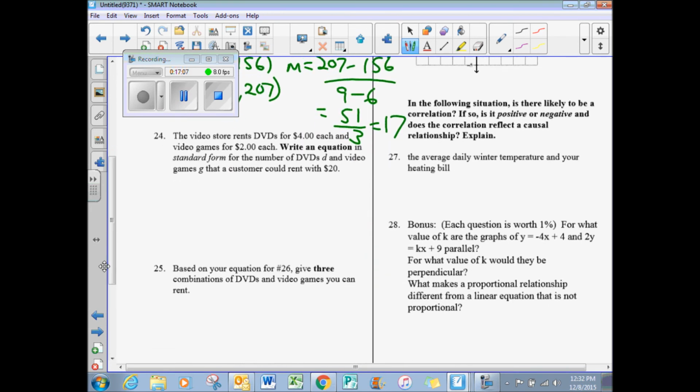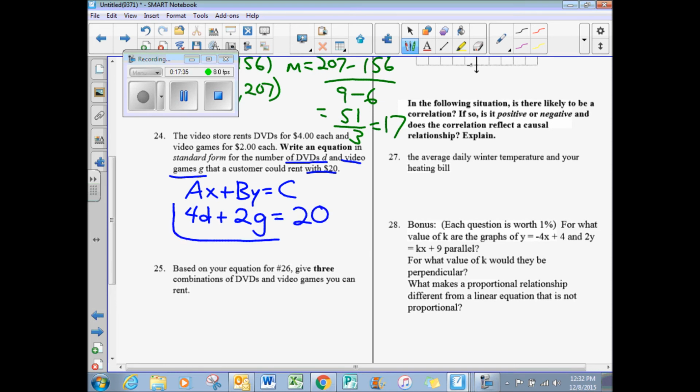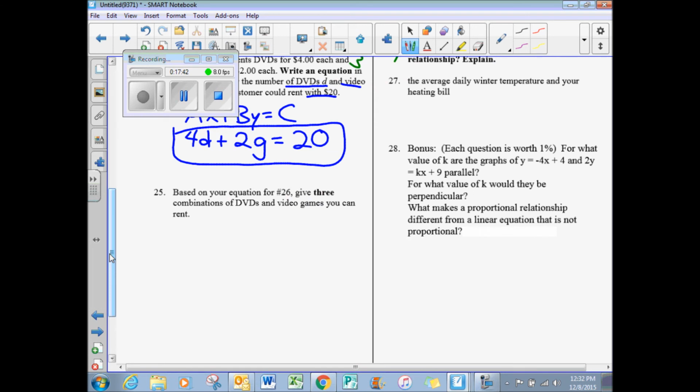All right, 24. So we need to write an equation in standard form where we're going to use DVDs D and video games G. We want to figure out how many we can rent for $20. So if I pay $4 per DVD and they've defined the variables for us, $2 per video game, and I'm going to spend $20, does that represent my standard form of that equation? Yes.